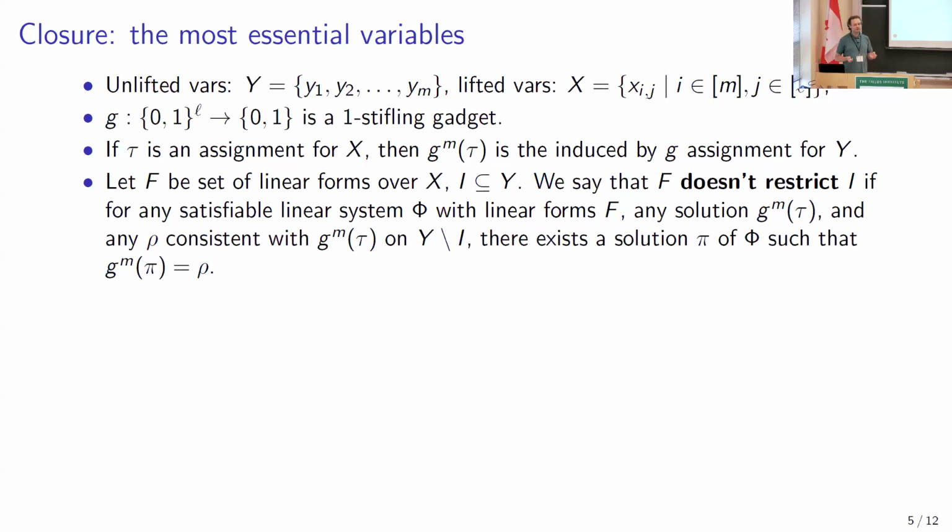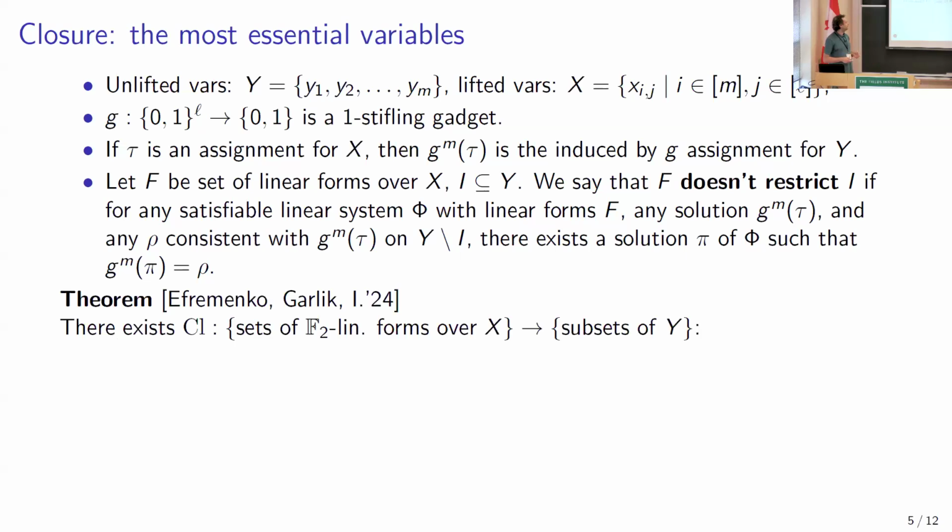The next notion that is important for us is the notion of closure. It was invented by Efremenko, Garlik, and myself. What does it mean? We have a set of linear forms over lifted variables, and we try to identify the most essential set of unlifted variables. And the theorem says that there exists such a mapping that takes as input a set of linear forms and gives as output a set of unlifted variables.